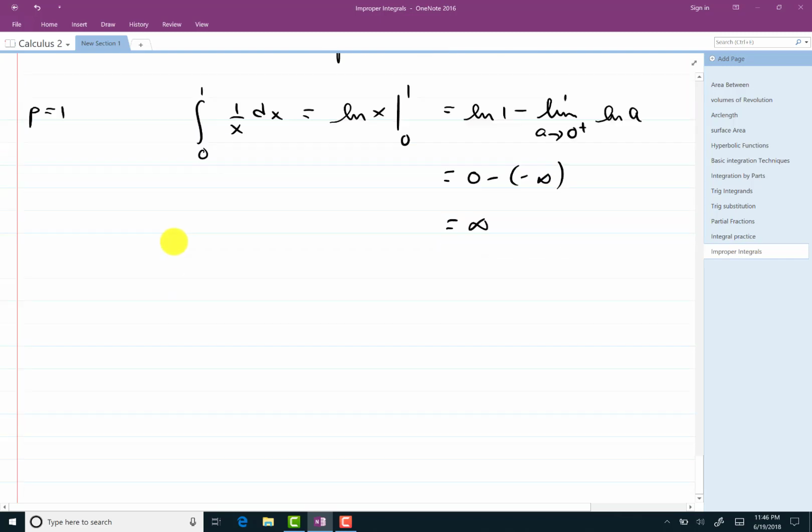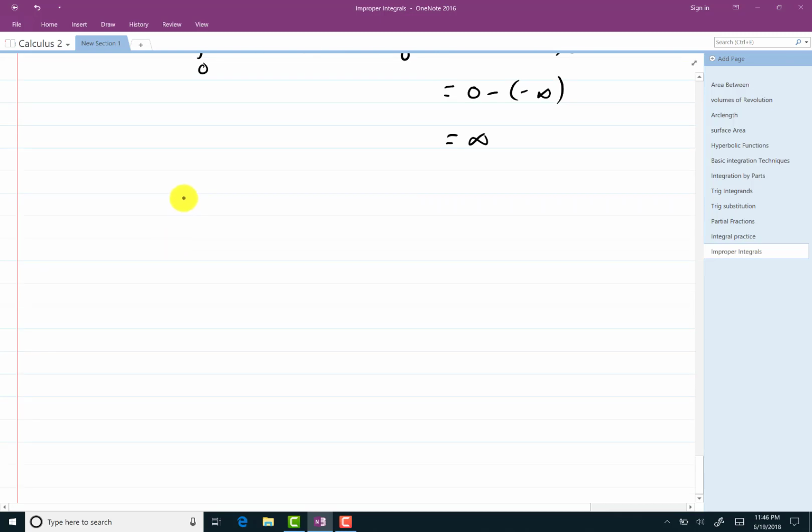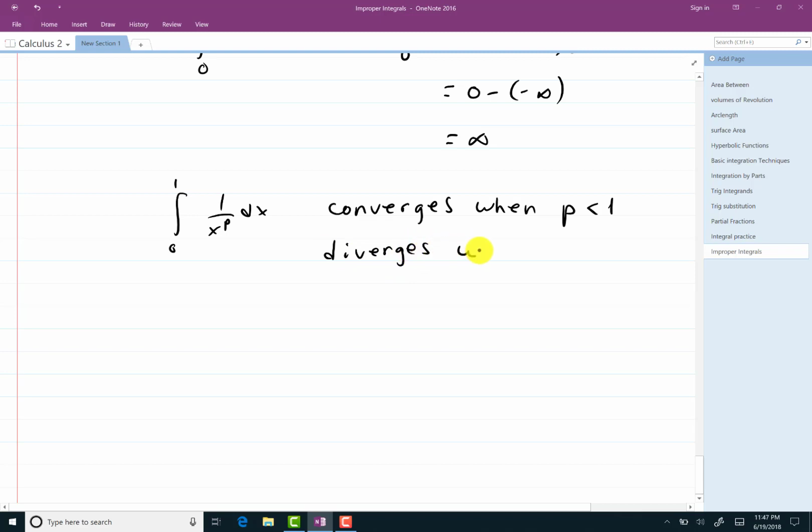So here's what we have then. The integral from 0 to 1 of 1 over x to the p dx converges when p is less than 1, remember I said, and diverges when p is greater than or equal to 1.